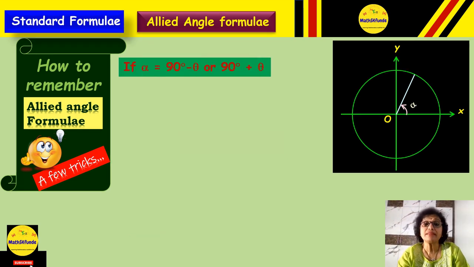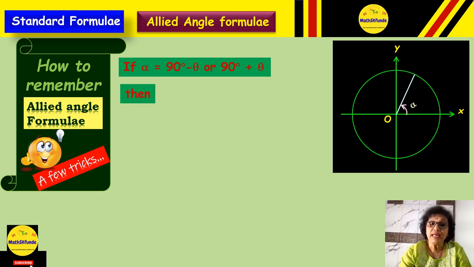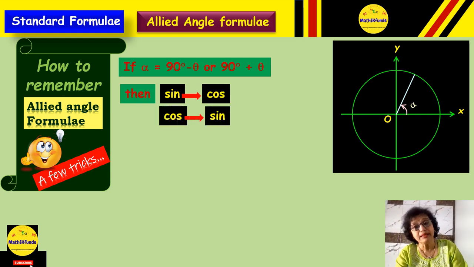Now, third step is that you see what that alpha is. If alpha is of the form 90 minus theta or 90 plus theta, then answer for sine goes in terms of cos, and answer for cos comes in terms of sine. Those who have seen those two videos will know that we have already seen sine 90 minus theta was cos theta, or cos 90 plus theta was minus sine theta. This kind of thing we have seen.